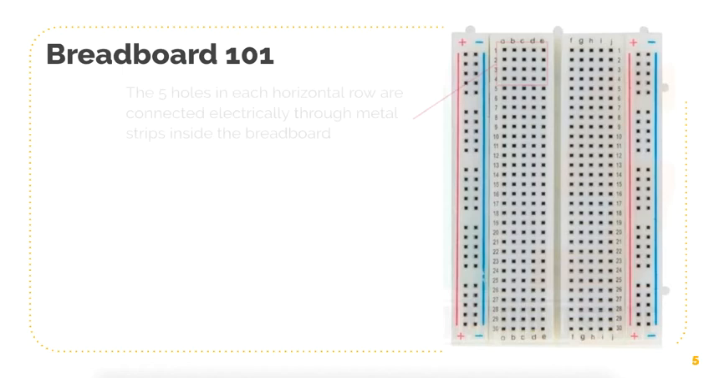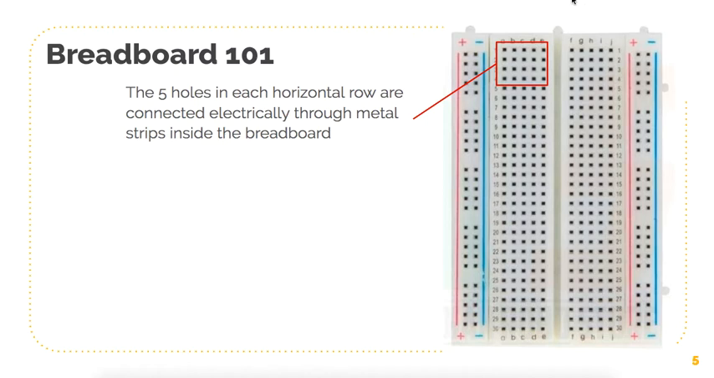So the first thing I want to talk about are the horizontal holes within the center of the breadboard. The 5 holes in each horizontal row. So we have rows A through E, and then we have rows F through J. So those separate sets of 5 holes that run horizontal are connected electrically through metal strips inside the breadboard. So all the pins, we call them pins, all the pins in row 1 are connected. All the pins in row 2 are connected. All the pins in row 3 are connected, and so on and so forth.